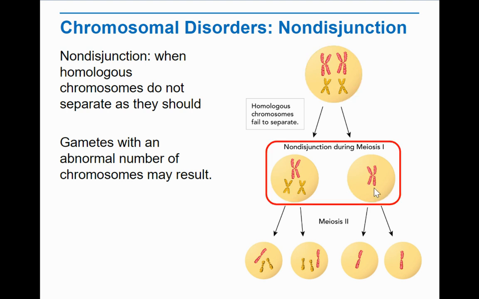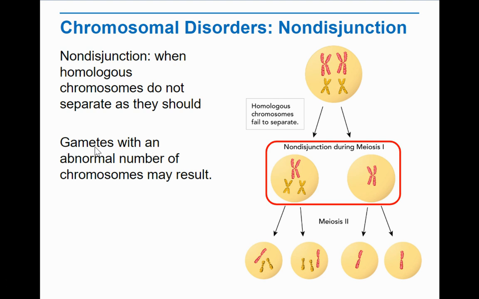I have no idea. So with this non-disjunction, when we get all the way down to our gametes, you're going to wind up with 4 gametes that have the wrong number of chromosomes. This is why a non-disjunction event during meiosis 1 is a little more detrimental, a little more problematic than non-disjunction during meiosis 2. Because meiosis 2, as we talked about in the interactive, you still will wind up with 2 that are okay, but the other 2 would be bad. Here, all 4 are bad.